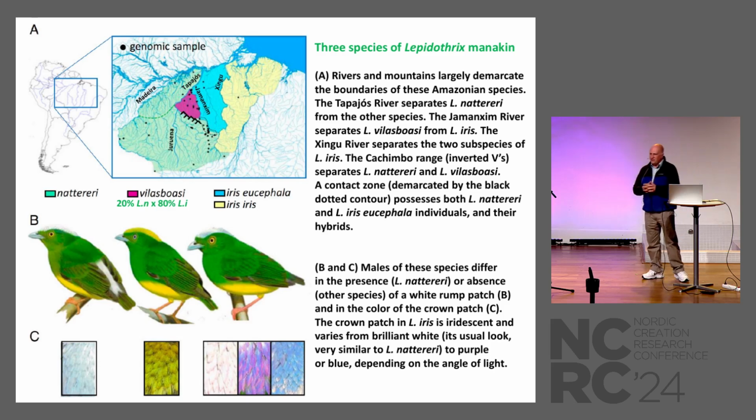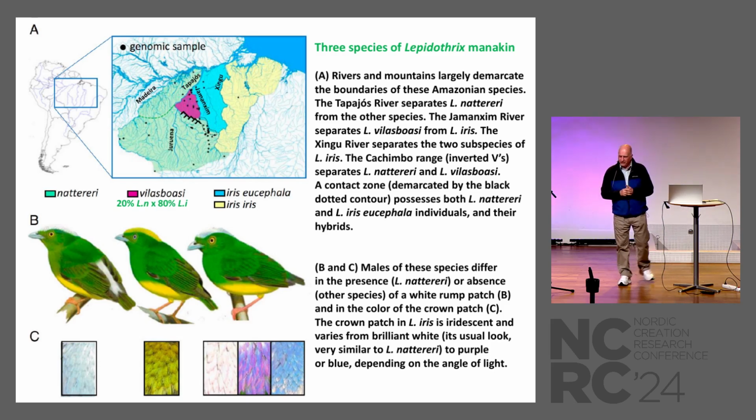In some science papers recently, there's been a lot of discussion about whether you can get these hybrid species. You can see the green bird in the middle. That's the golden-crowned manakin. And on either side are two species which, when they're hybridized, give rise to that third species.